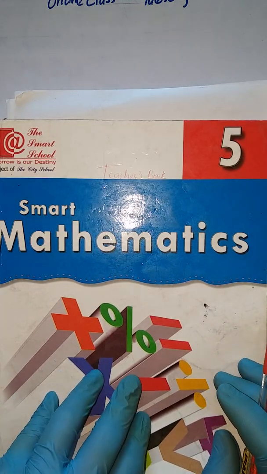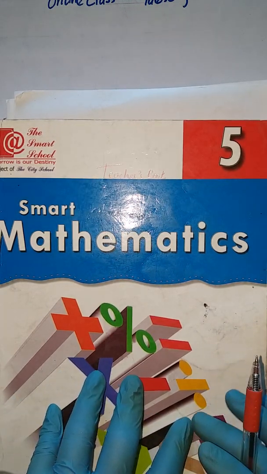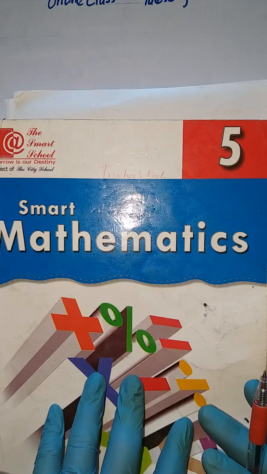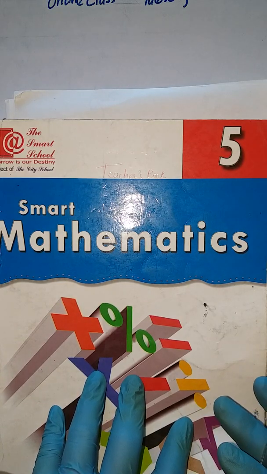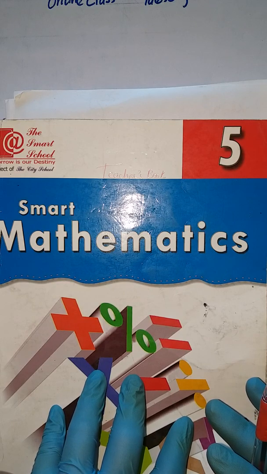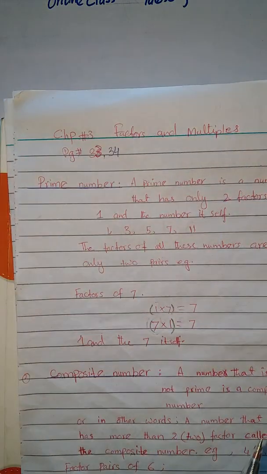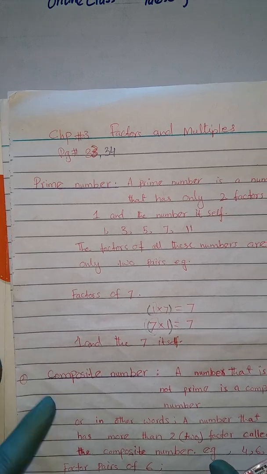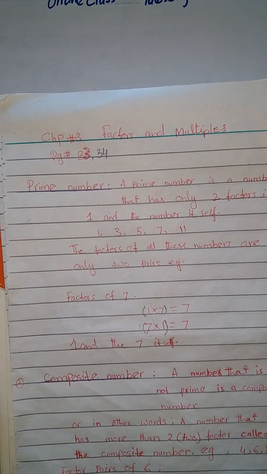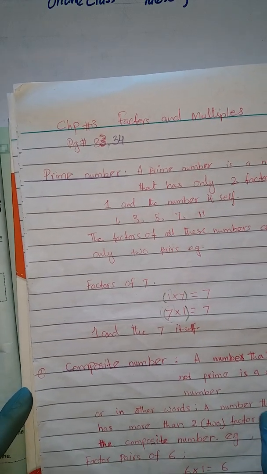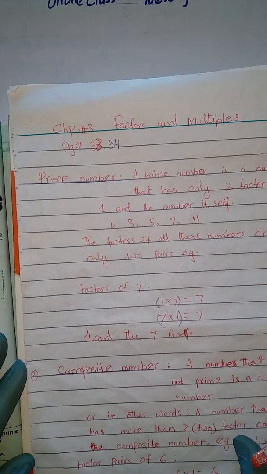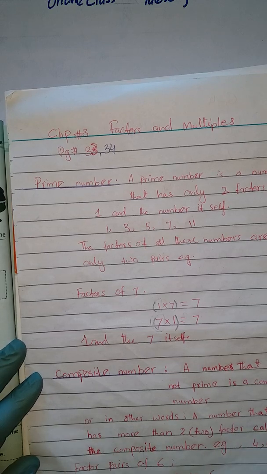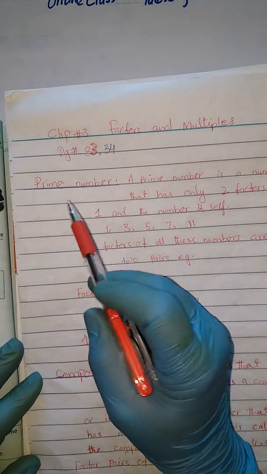Grade 5, open up your books. Yesterday we started the factors and multiples chapter, chapter number 3 of your Smart Mathematics book. So let's start the lecture. Open up your books, page number 34. Today I am going to tell you the definitions of some of the terms of your chapter. For example, the first term is prime numbers.